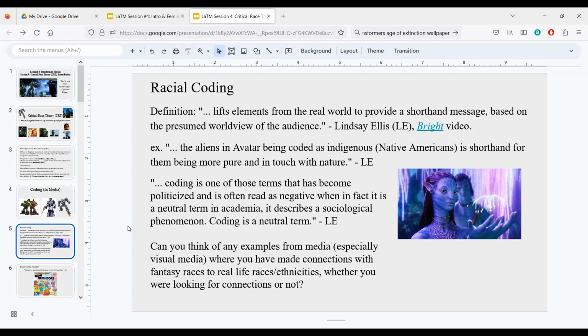And then I have a question. Can you think of any examples from media, especially visual media, where you have made connections with fantasy races to real life races or ethnicities, whether you were looking for connections or not? Any that jump out to you, Tommy, besides Transformers? We already did Avatar in the photos. Yeah, so races. I'm just thinking.